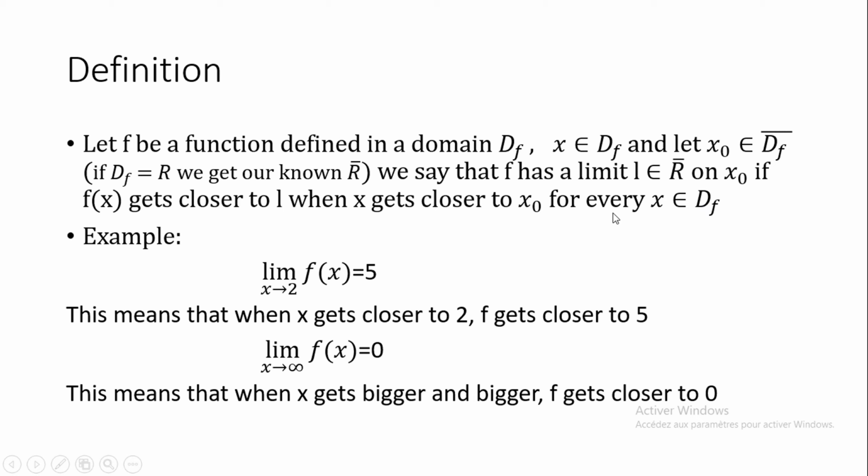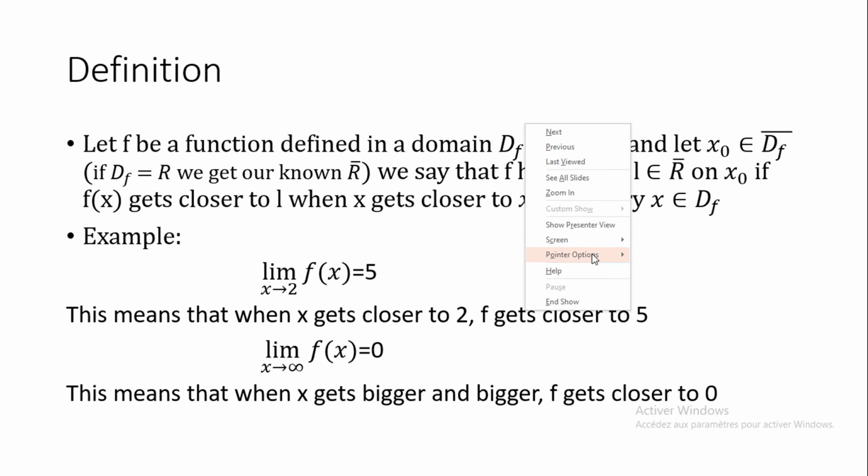So to understand this definition, we're going to take an example. If we write the limit of f of x when x gets closer to 2 equals 5, this means that when x gets closer to 2, f gets closer to 5.